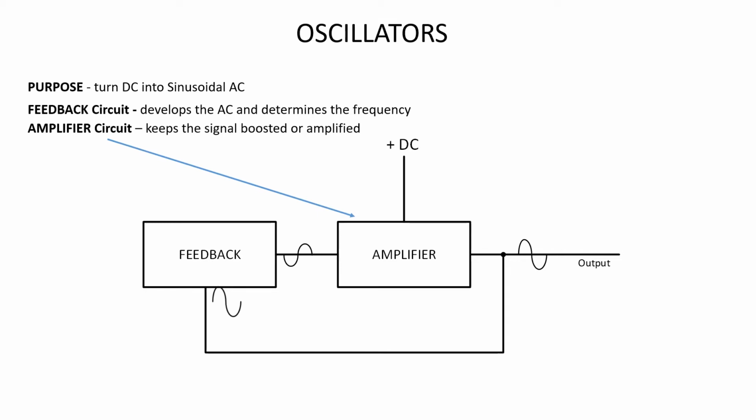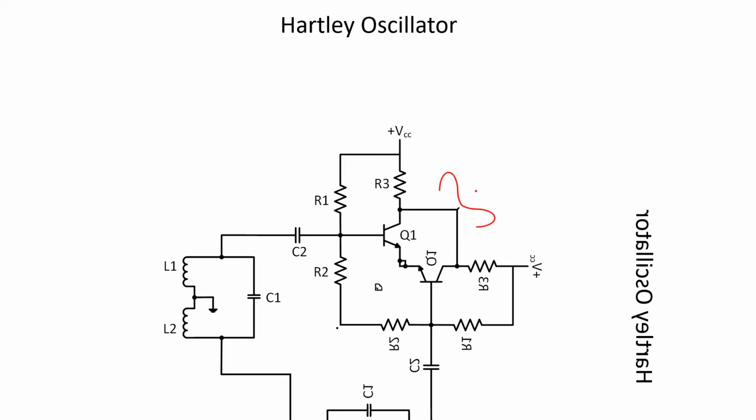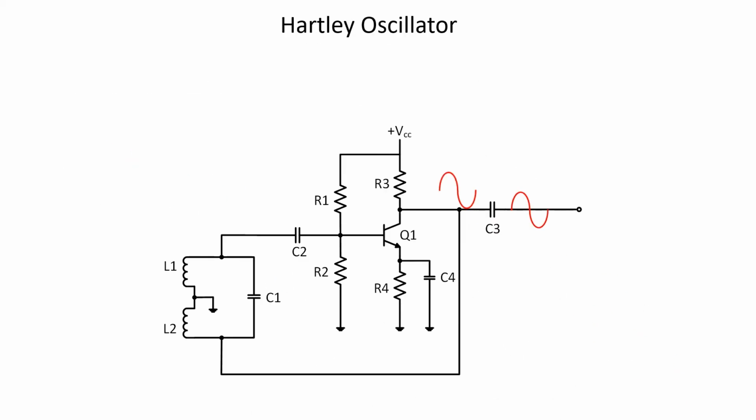Lastly, I just want to talk about the phase shift. From the input to the output of the amplifier, there's a 180-degree phase shift, and from the input to the output of the feedback, there's another 180-degree phase shift, because we are creating AC for a full 360-degree sine wave. Now, let's talk about our first oscillator, the Hartley Oscillator.